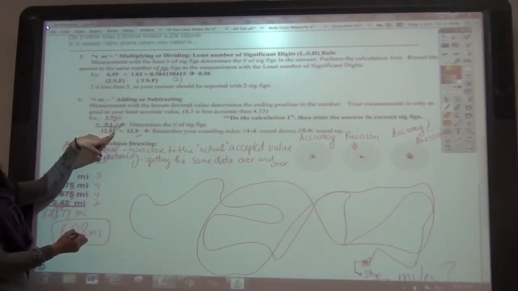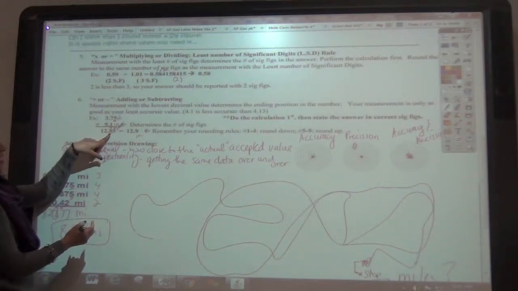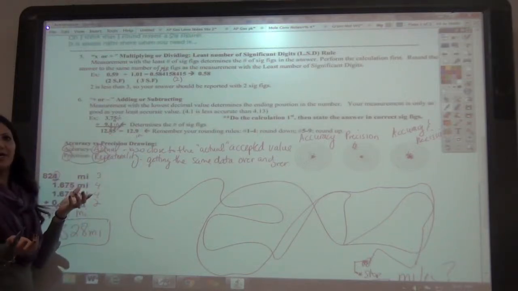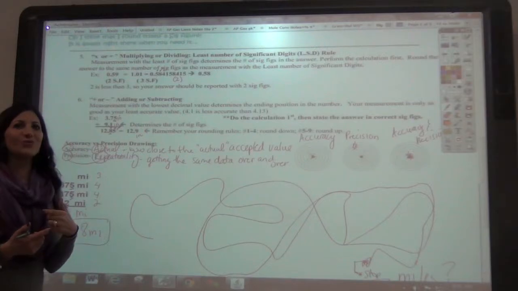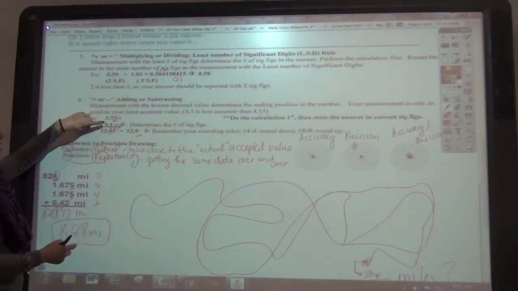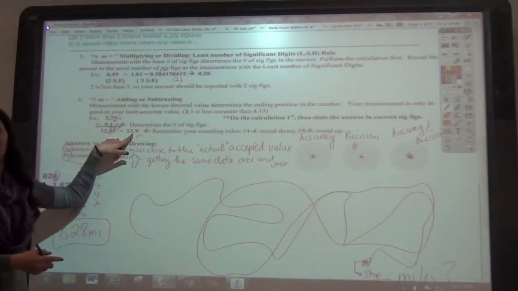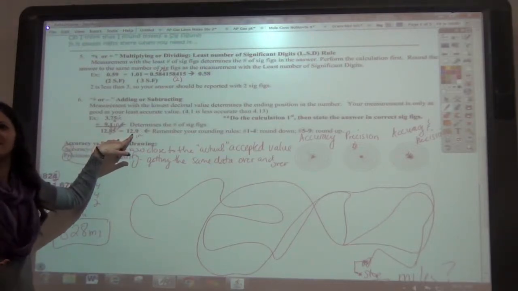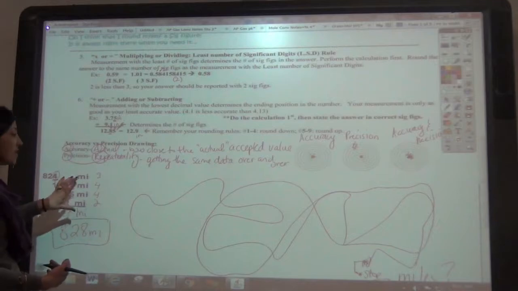5, round up or not? Up. So the 5 is going to round the 8 up to a 9, and you're done. So now if you did your multiplication rules, it doesn't work. If we did this as multiplication rules, that would be a 3 and a 2, and we would want 2 sig figs in our answer. So it's different. You can see that it's different. So adding and subtracting has different rules.